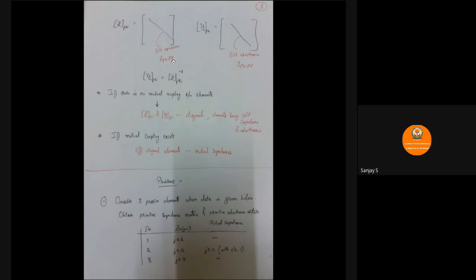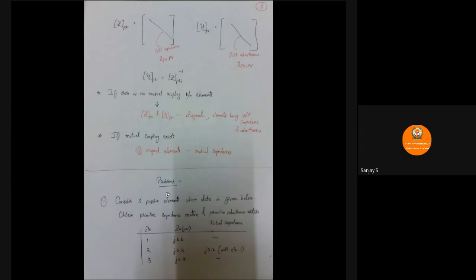If we want to get Y primitive, if you take the inverse of the Z primitive matrix, you will get Y primitive. And whenever there is no mutual coupling present between the corresponding primitive elements, then both these matrices will be diagonal in nature. That means only diagonal elements with self-impedances will exist, off-diagonal elements will be zeros. If mutual coupling exists, off-diagonal elements will be present and they will represent the mutual impedances. So this concept will be understood by taking up a problem.